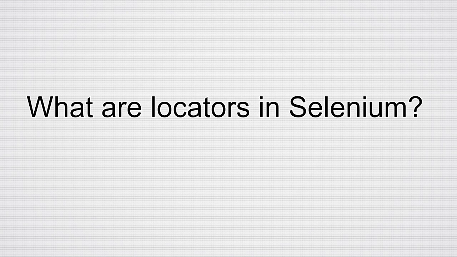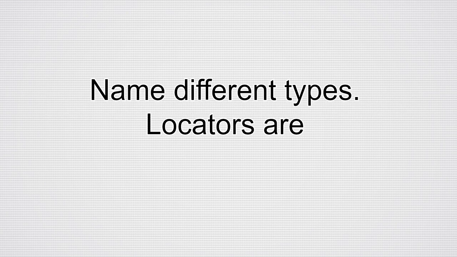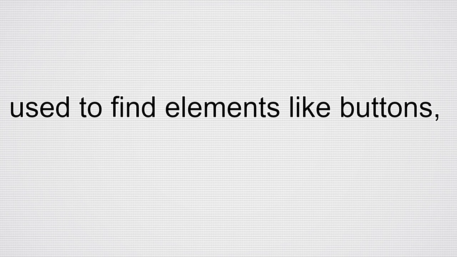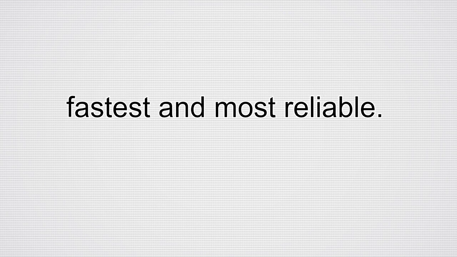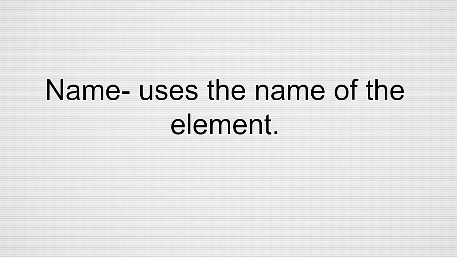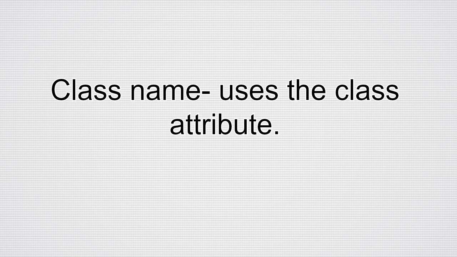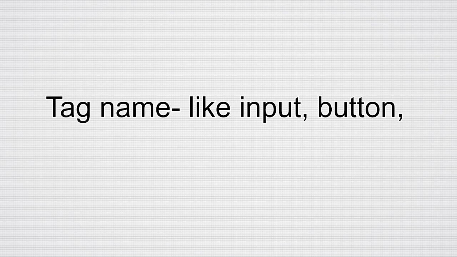What are locators in Selenium? Name different types. Locators are used to find elements like buttons, links, and text boxes on a web page. You can use ID, often the fastest and most reliable. Name uses the name of the element. Class name uses the class attribute. Tag name, like input, button, etc.